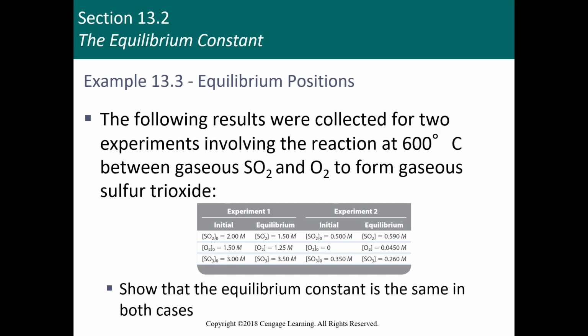The following results were collected for two experiments involving the reaction at 600 degrees Celsius between gaseous SO2 and O2 to form gaseous sulfur trioxide. So in experiment 1, here we have initial conditions, and here we have a set of equilibrium conditions. And here is experiment 2, where we have a different set of initial conditions and another set of equilibrium conditions. So let's show ourselves and prove that the equilibrium constant is the same in both cases.